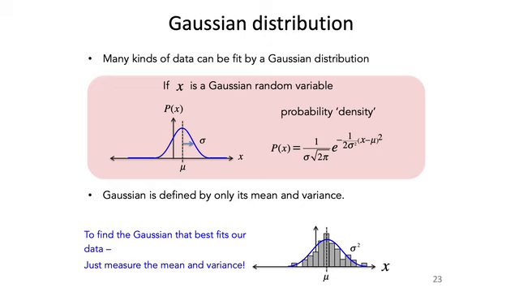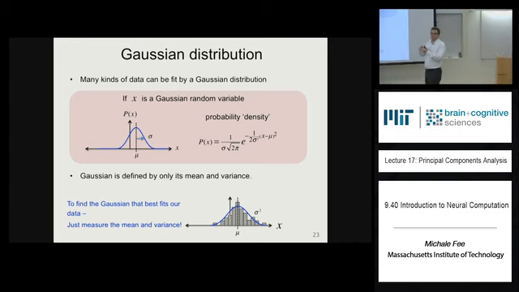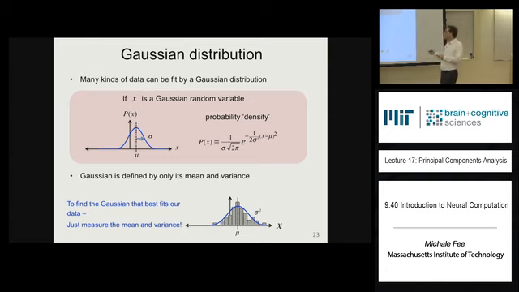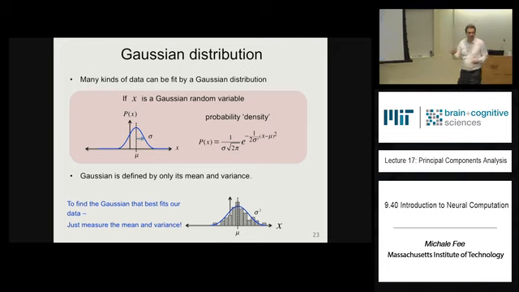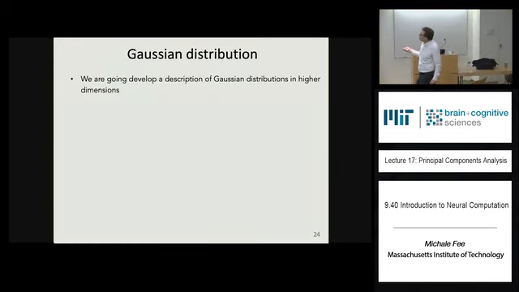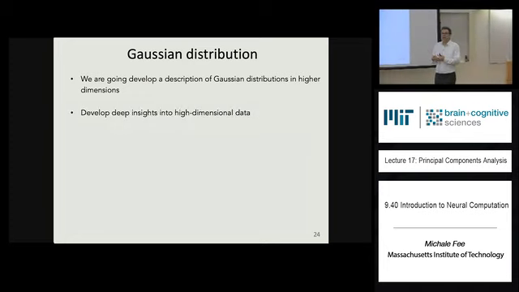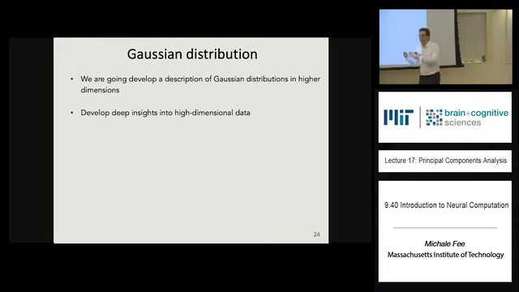Okay? So what we're interested in doing is understanding data in higher dimensions. So how do we describe data in higher dimensions? How do we describe a Gaussian in higher dimensions? Okay, so that's what we're going to turn to now. And the reason we're going to do this is not because every time we're really trying to fit a Gaussian to it.